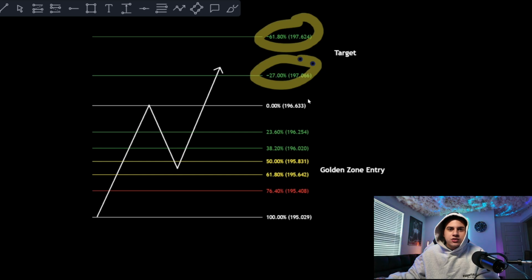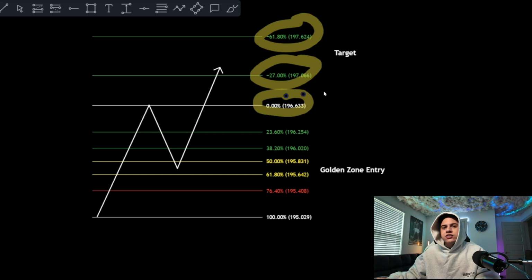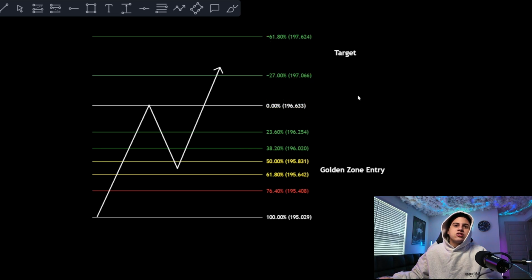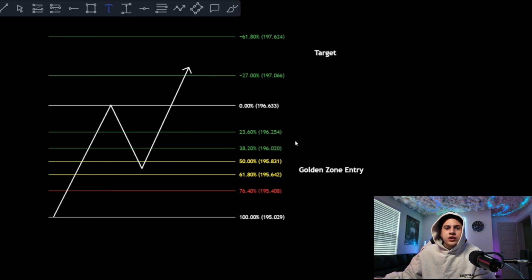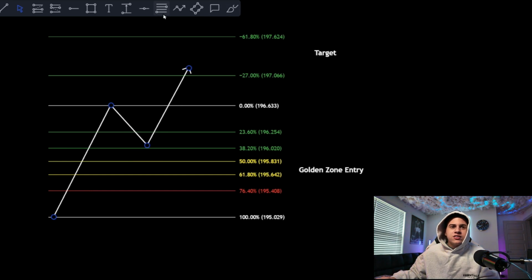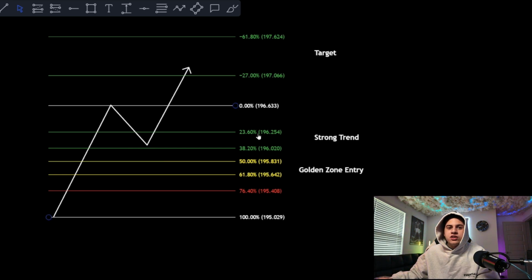These are your targets. You can even use your 0% as your target as well. So any of these three zones here are going to be used as targets. Then you have your 236 and 382. Once you come down and maybe retrace to this zone here, this is indication of a strong trend to the upside. Whenever we do bounce off the 236 or the 382, I'm looking for entries above the 0%. I'm not looking to take a bounce off the 236 or the 382. I'm just looking for a breakout trade at that point using the 236 and the 382 as confluence.